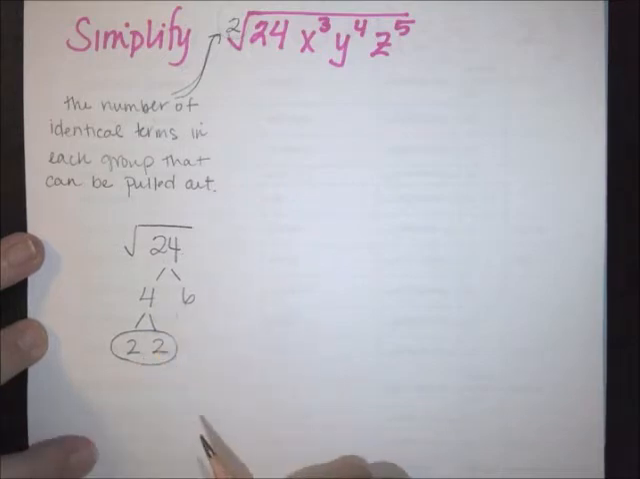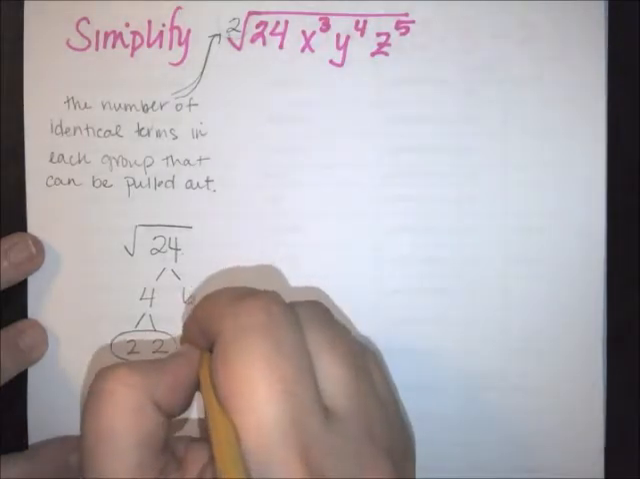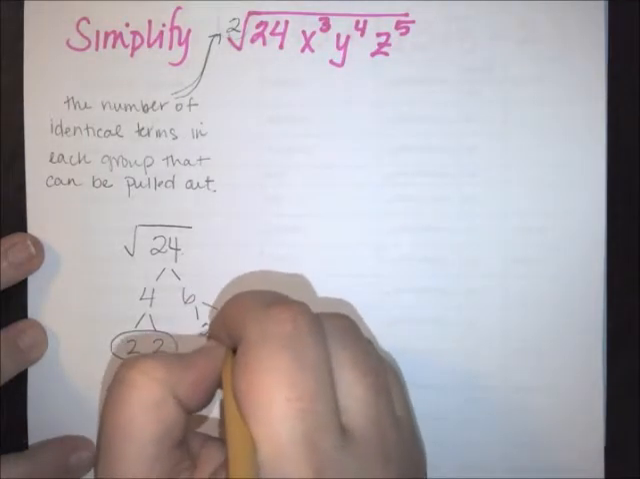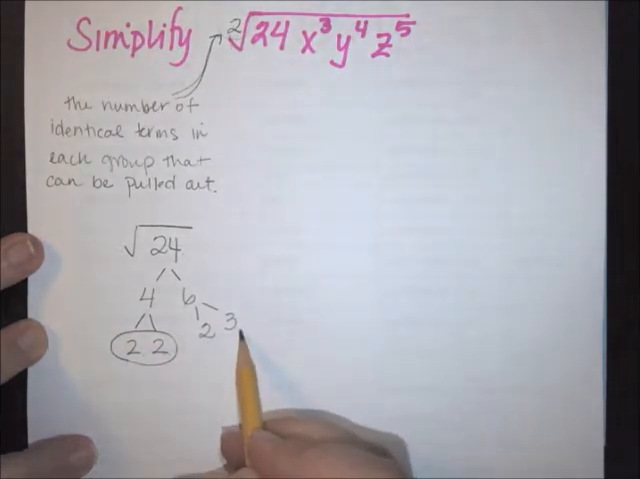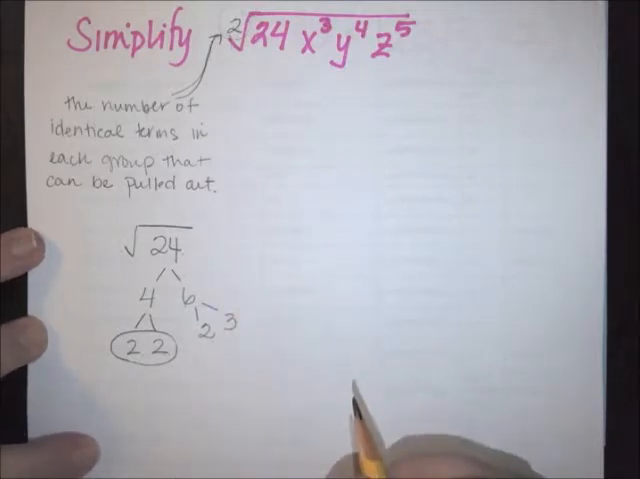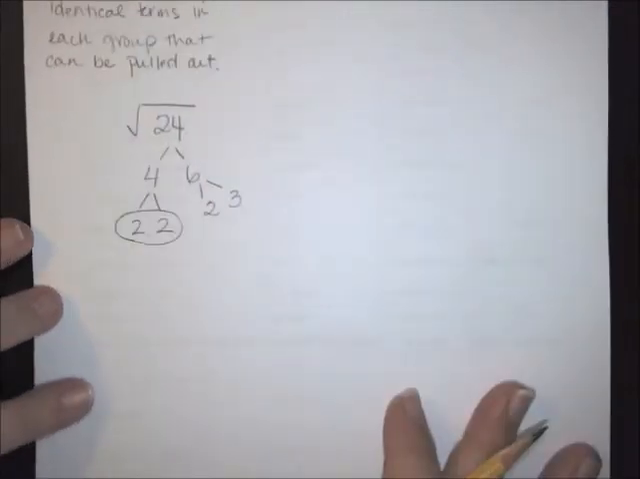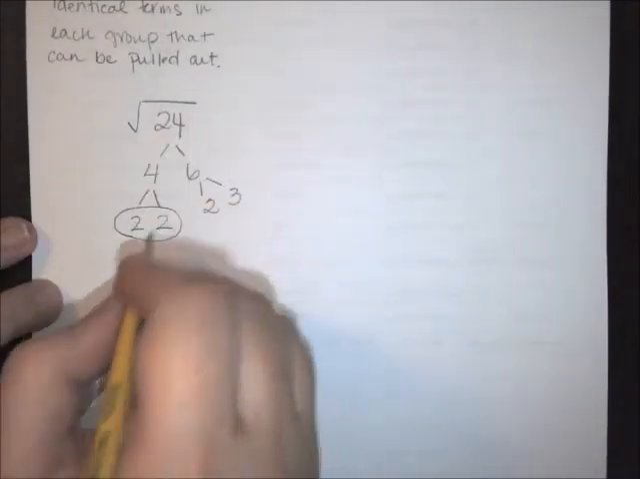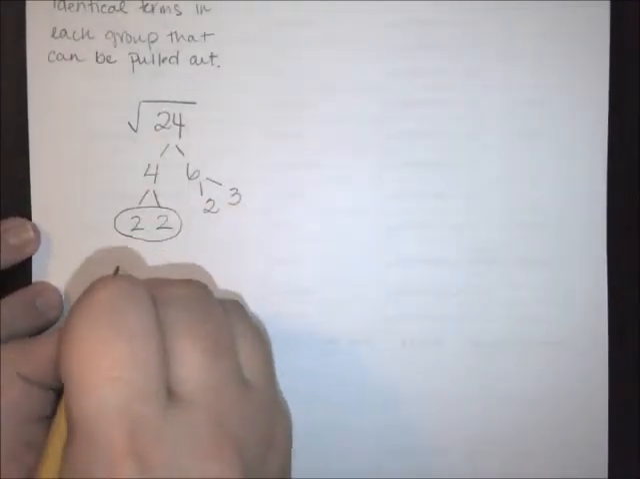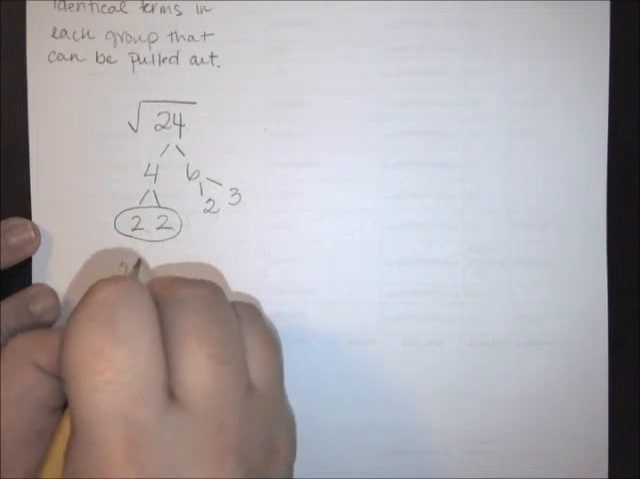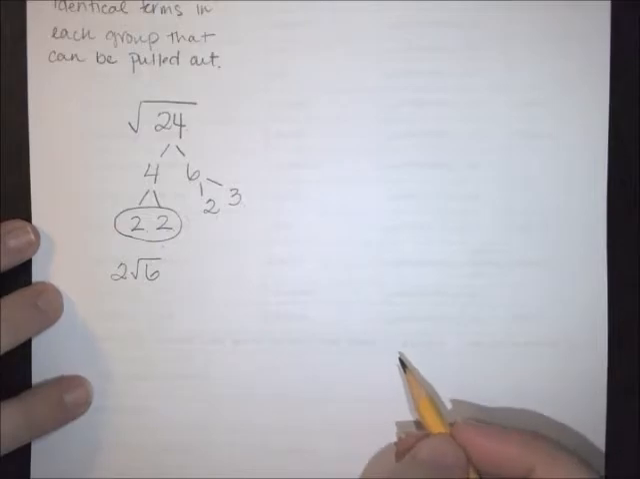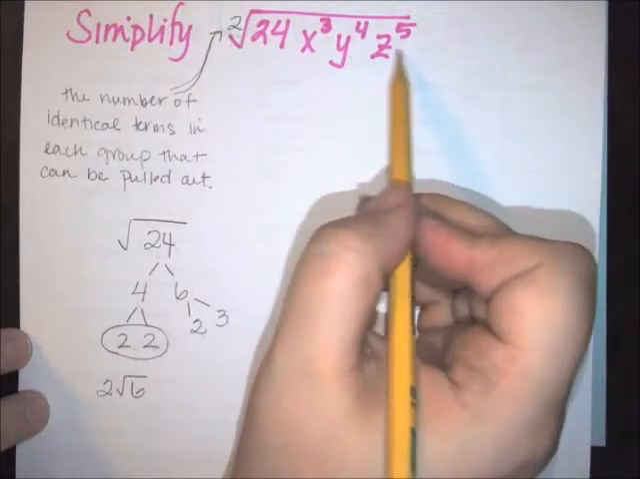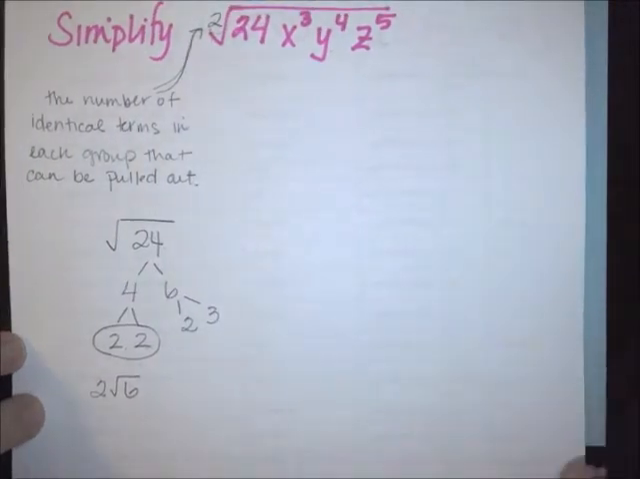Now when we look at the 6, your 6 can break down into 2 and 3, but notice these are different values. So therefore we can't pull anything out, so the 6 remains under the radical. So what this means is that the square root of 24 is actually going to reduce down to 2 square roots of 6. Now we're going to leave that alone for a minute because we still have the rest of the radical to do. So I can do this again.